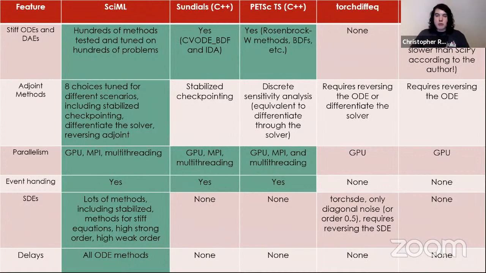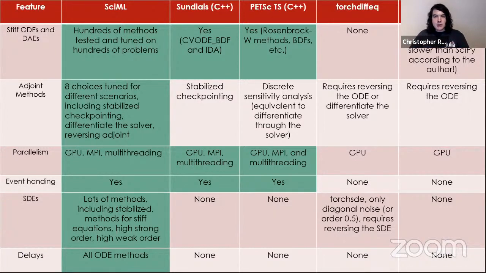Now, if you look at these other ecosystems, you have things like Sundials, which has a stabilized checkpointing method. You have PETSc TS, which has recently come out with a discrete sensitivity analysis. But you don't really have tools that are combining all of these techniques together to allow you to just do a one line flip between them, and in a way that is also integrated directly with neural network libraries.